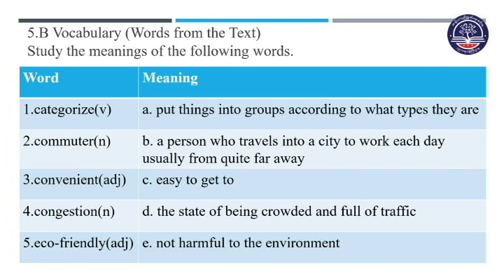And let's go to number 2, commuter. You will find in the text as a noun form, commuter, a person who travels into a city to work each day, usually from quite far away. That's a commuter. Number 3, convenient. That's the adjective form, easy to get to. Number 4, congestion. Congestion we use as a noun form, the state of being crowded and full of traffic. This is a congested area, full of congestion.